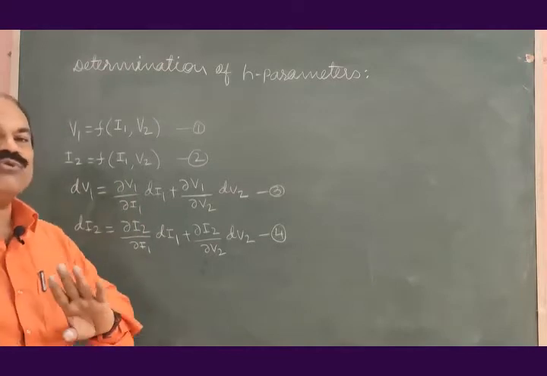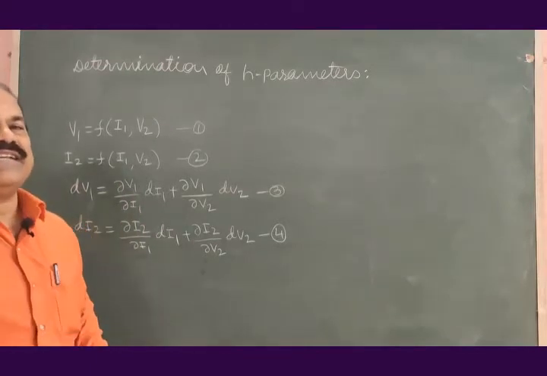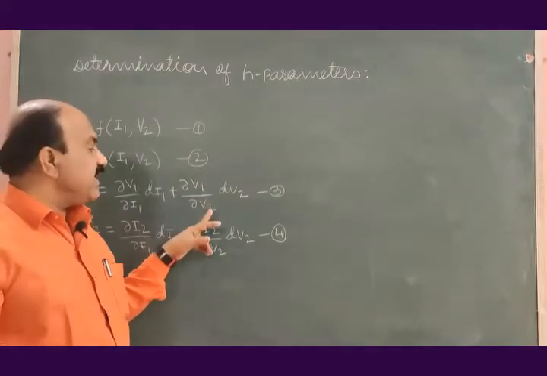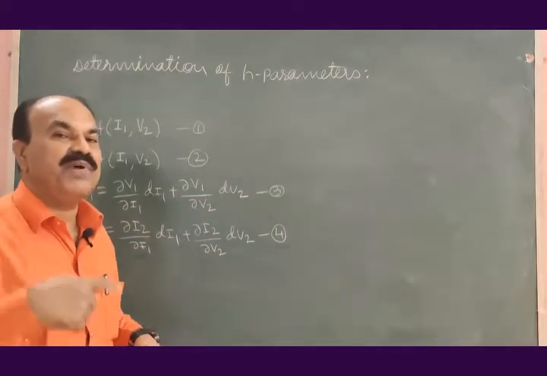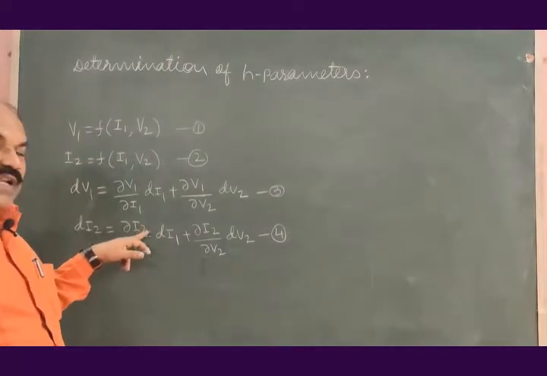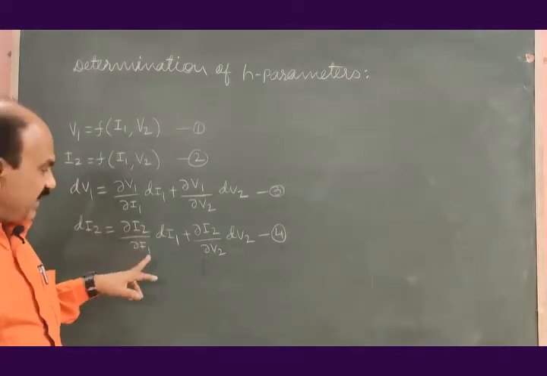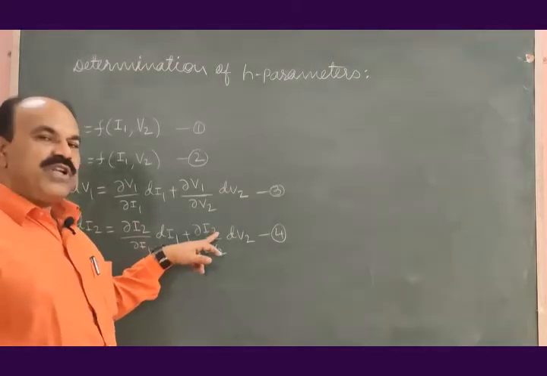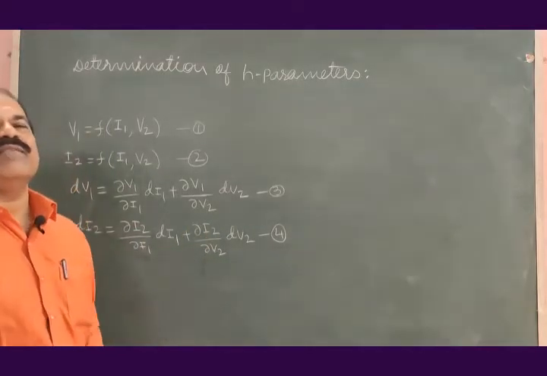1 corresponds to input terminal quantity. In H12, 1 corresponds to input terminal quantity, 2 corresponds to output terminal quantity. In H21, 2 corresponds to output terminal quantity, 1 corresponds to input terminal quantity. In H22, both correspond to output terminal quantities.